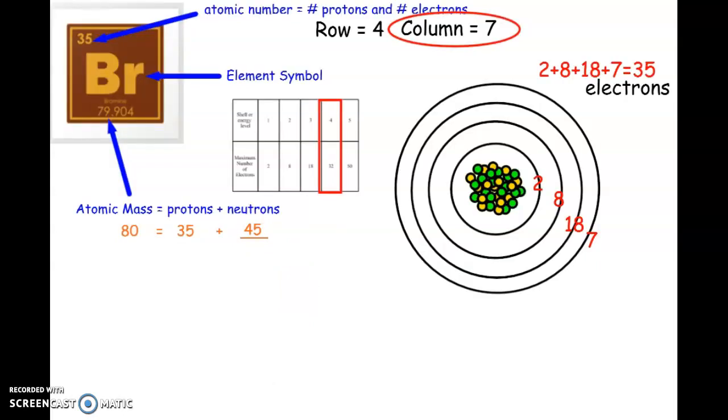So I'd like you to use that information now to go and try some of these on your own in the Google form to determine the rows and columns of various elements of the periodic table.